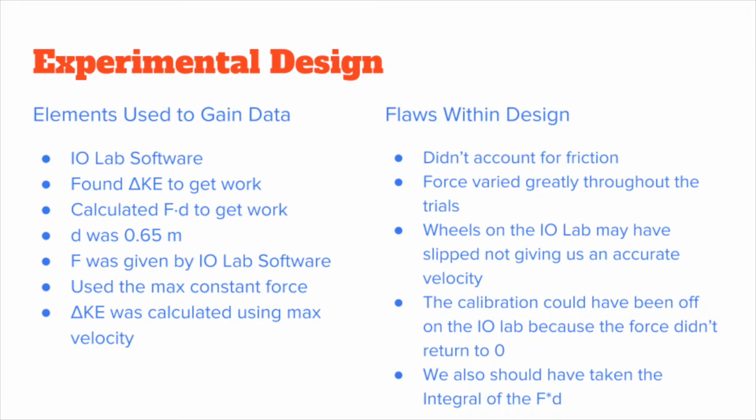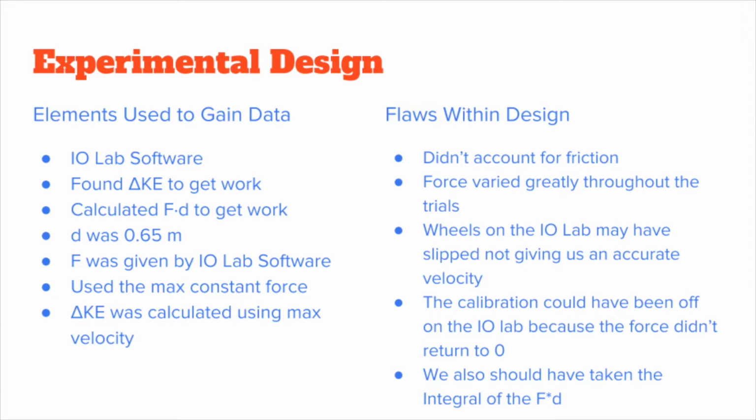We used the max constant force to calculate the force times distance, and the delta kinetic energy was calculated using the max velocity. The flaws within the design were that we did not account for friction, the force varied greatly throughout the trials, and the wheels on the IO-lab may have slipped, not giving us an accurate velocity. The calibration on the IO-lab could have been off because the force didn't return to zero as it should have. We should have also taken the integral of force times distance to get a more accurate reading instead of just taking the maximum force.